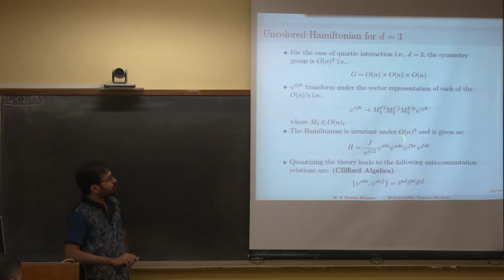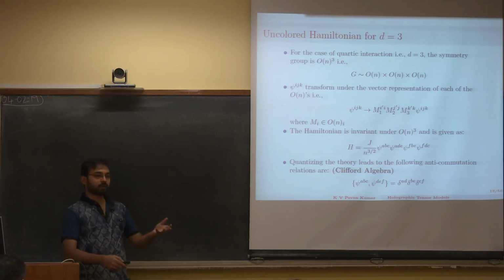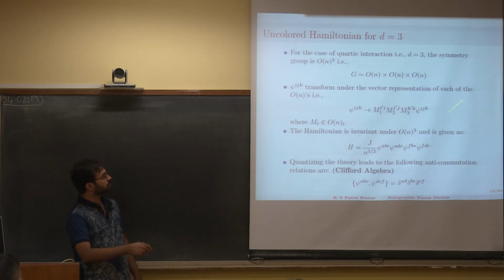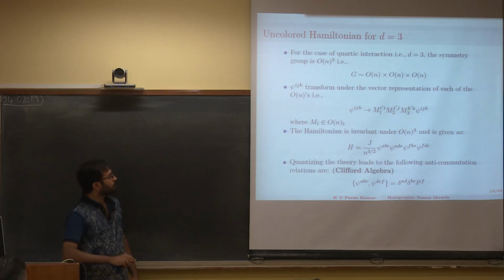Also note that you can write some other interactions which are scalars under O(n) cubed, but those generally do not give you melonic diagram domination. This is one of the interactions that will give you melonic diagram domination, which we need for comparing it to SYK. Also, if we quantize the theory, this will lead to the following anti-commutation relations. As you can see, it is the Clifford algebra, apart from a factor of 2, which can always be absorbed into these fields.